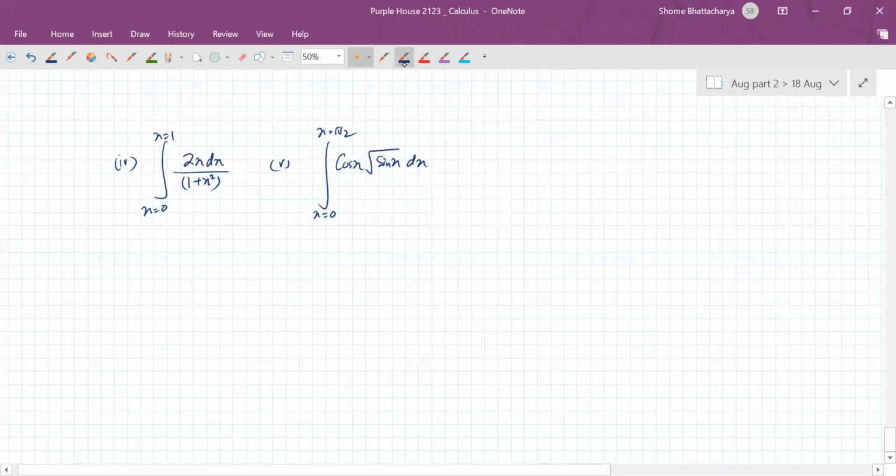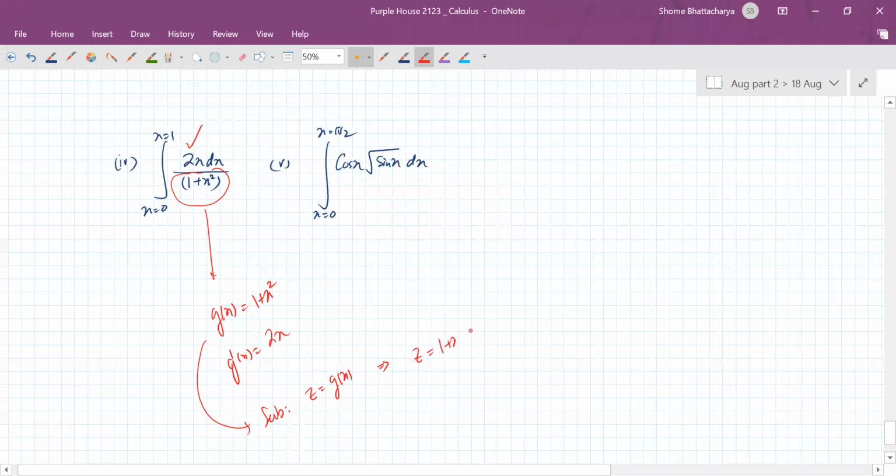Okay. But luckily for us, in this one, you can observe that this function, if you take it as g(x), then what is the derivative of this function, g prime x? It is 2x now, and that is the numerator. Okay. So therefore, we should substitute z as g(x), or in this case, substitute z as 1 plus x squared. So therefore, dz by dx is 2x, or on cross multiplying, 2x dx becomes dz. So this thing along with this thing can be substituted.